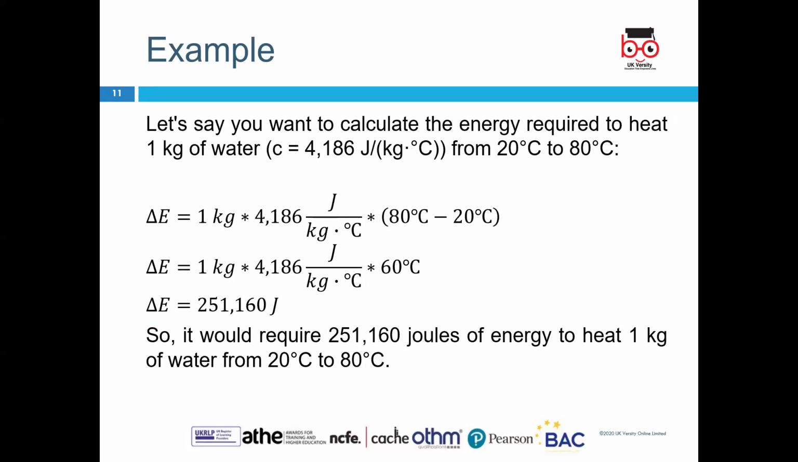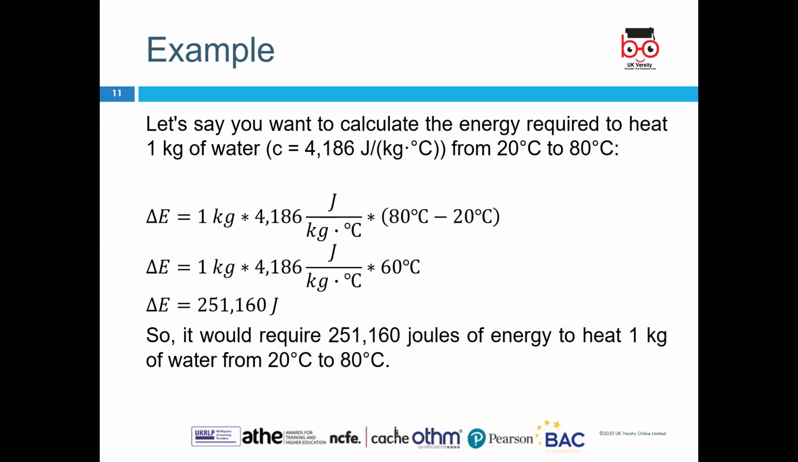Let us look into an example. If you want to calculate the energy required to heat 1 kg of water, with c equal to 4186 joules per kg per degree Celsius, from 20 degrees to 80 degrees, you can use the formula m into c into delta T. The mass of the water is 1 kg, the specific heat is 4186 joules per kg per degree Celsius, and delta T is the change in temperature, from 20 degrees to 80 degrees.